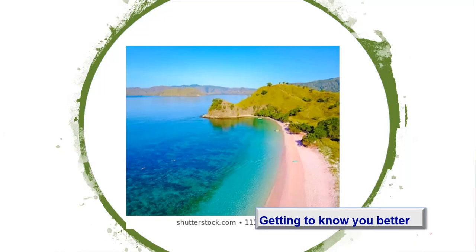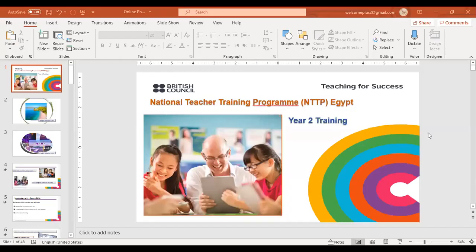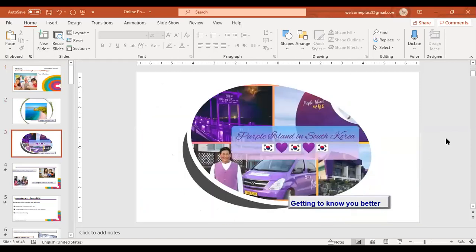And here is another example. Can you see this picture? We have here the Purple Island. It's in South Korea. And imagine that you're living in a place that is all purple. Would you like it or not? It's fantastic. Yes, it's not a natural thing. It's man-made, you know?